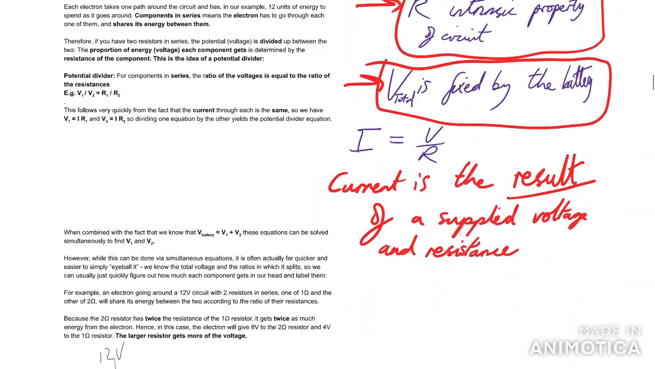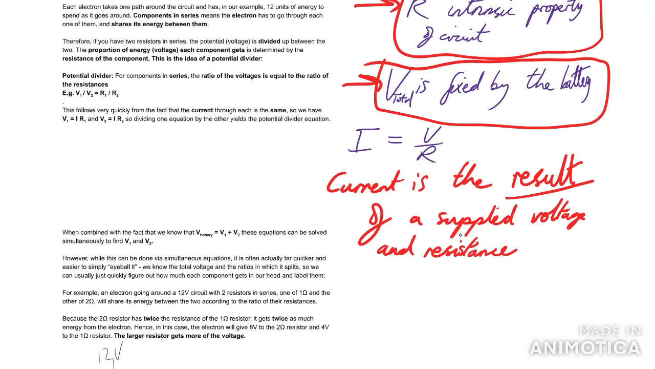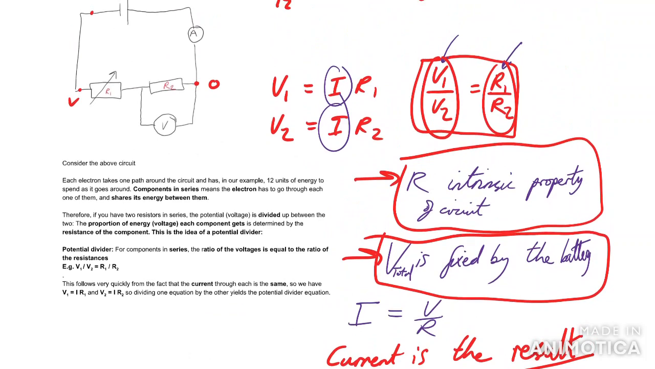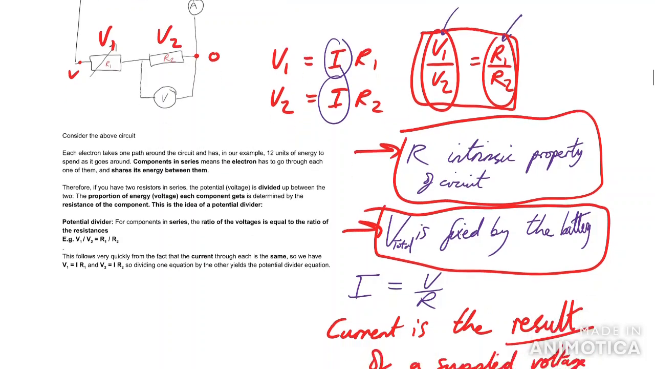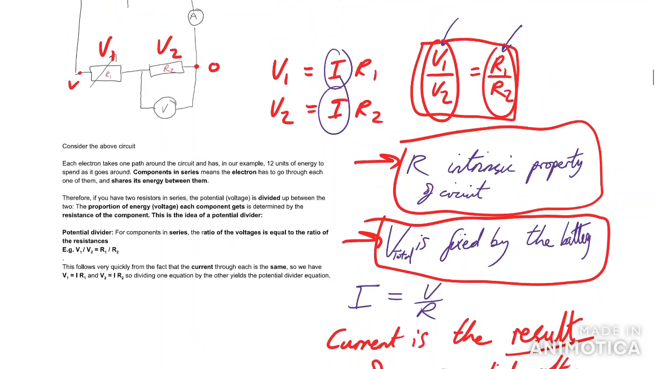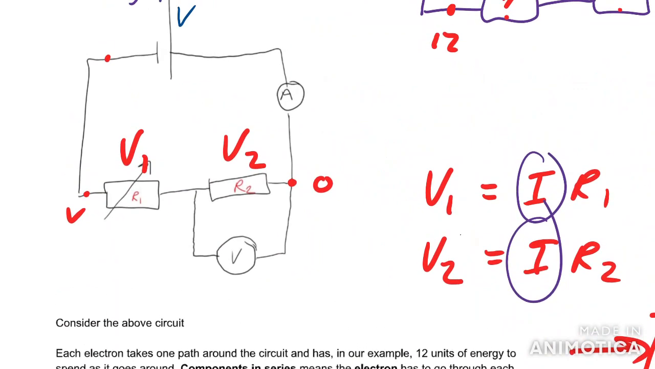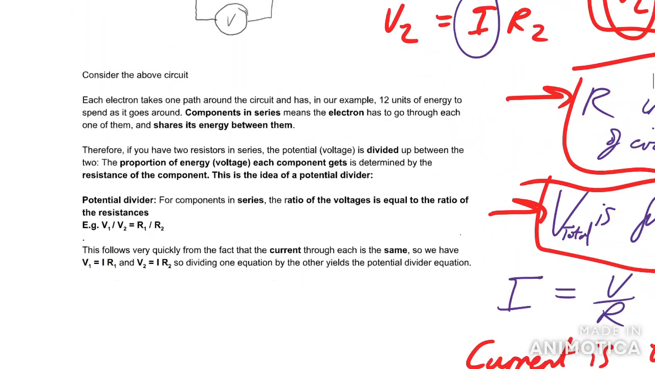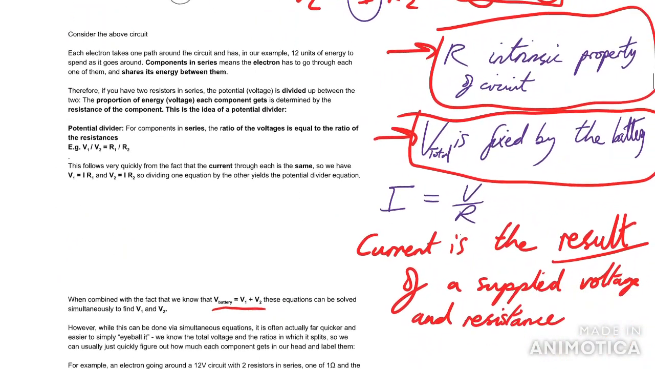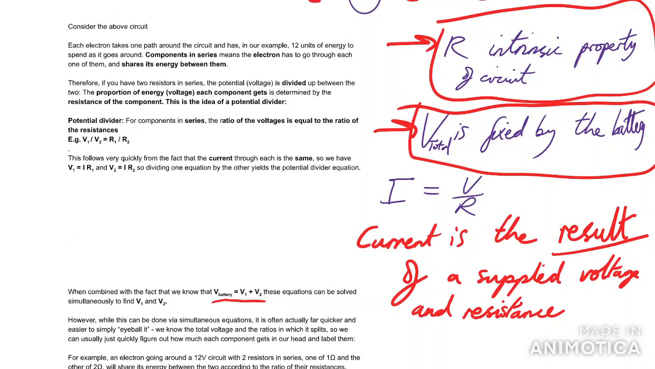Now, using the fact that the voltage of the battery must be equal to the voltage across R1 plus the voltage across R2, we know that V1 plus V2 is equal to V. It should be obvious from the diagram, but the energy supplied by the battery must be spent across those two components. We get a set of simultaneous equations we can solve to find V1 and V2.